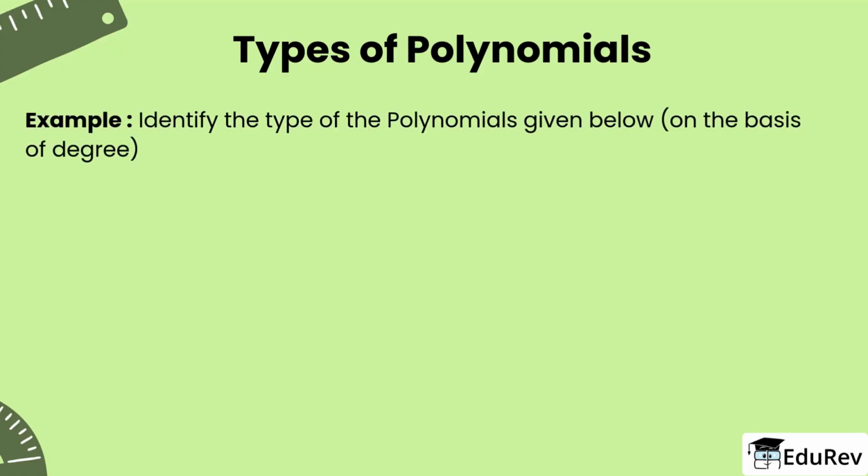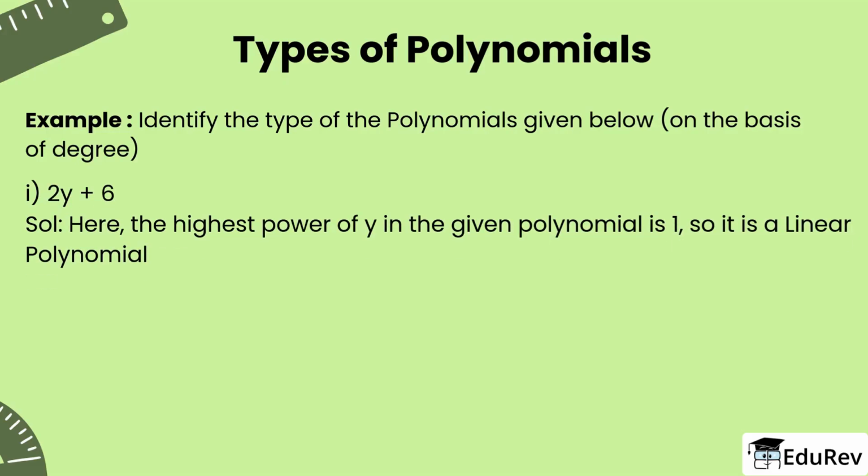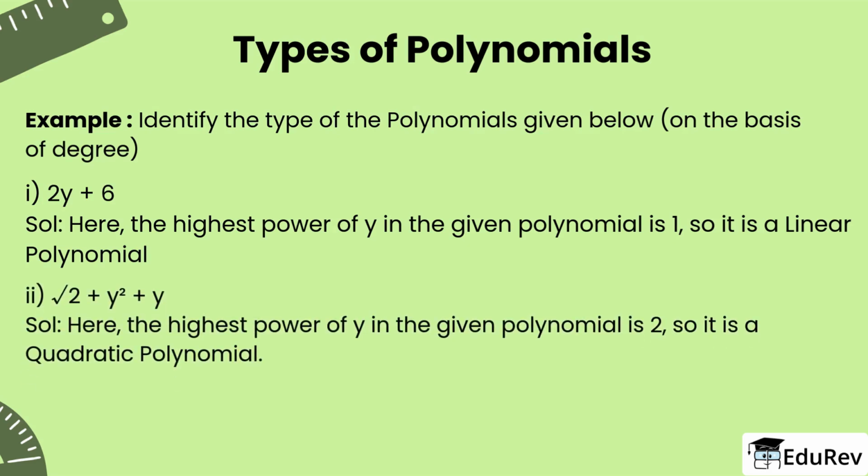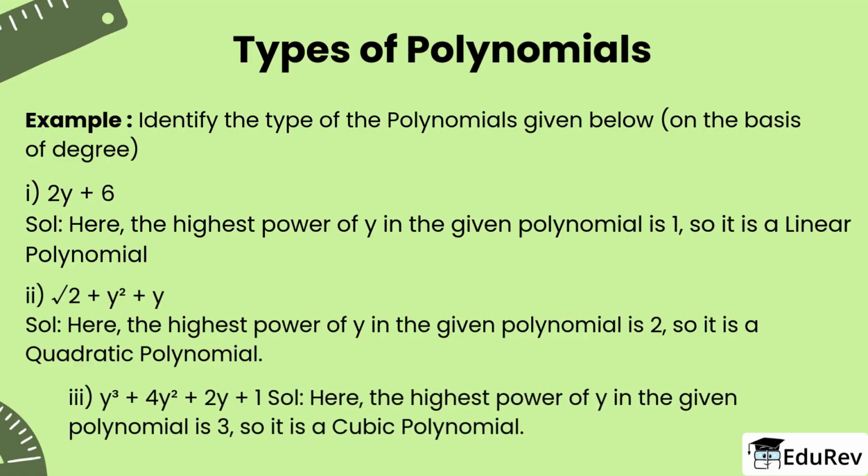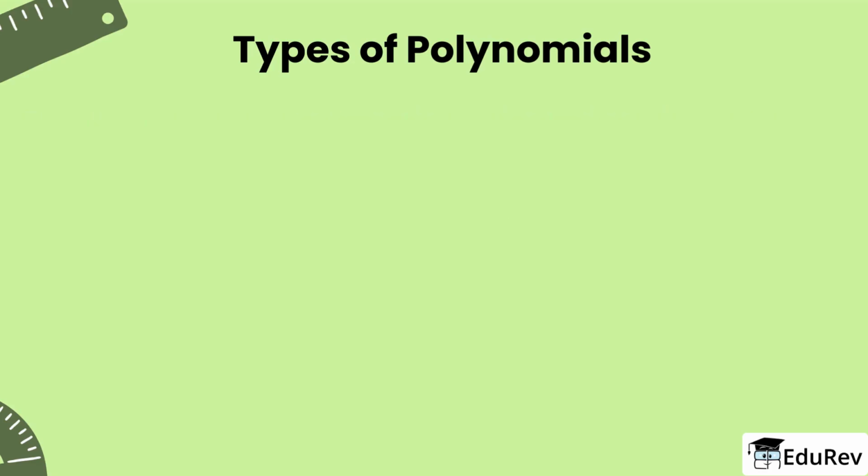Next, let's identify the type of polynomials given below based on their degree. For the polynomial 2y plus 6, the highest power of y is 1, so it is a linear polynomial. In the case of root 2 plus y square plus y, the highest power of y is 2, making it a quadratic polynomial. Finally, for y cube plus 4y square plus 2y plus 1, the highest power of y is 3, so it is a cubic polynomial.